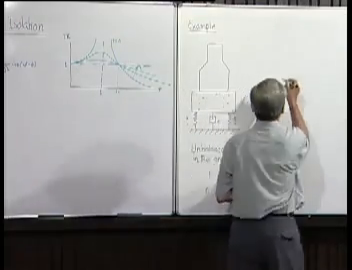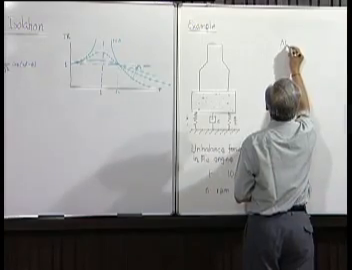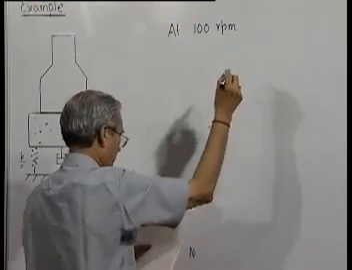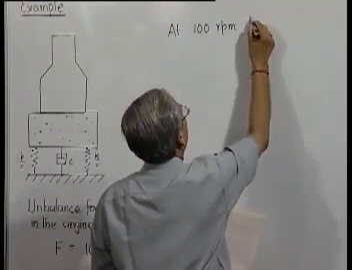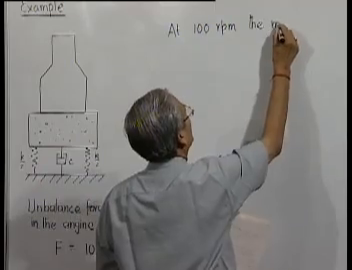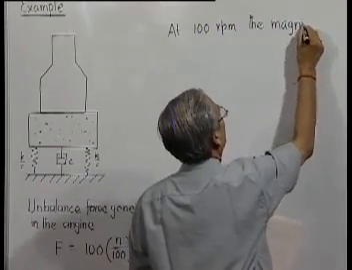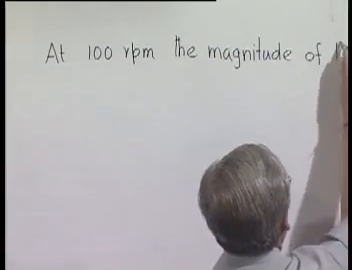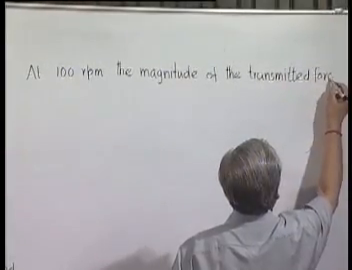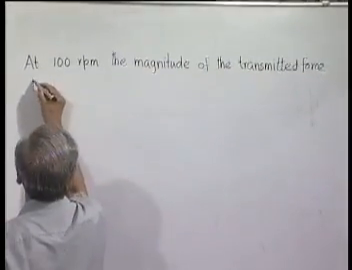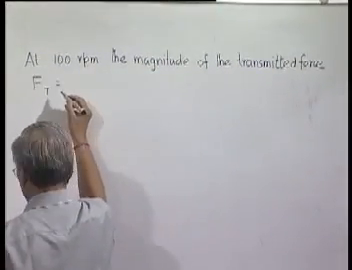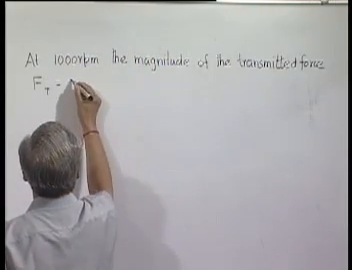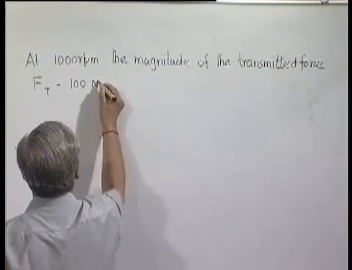Now, we say that at 1000 RPM, the magnitude of the transmitted force, that is Ft, is equal to 100 Newton.